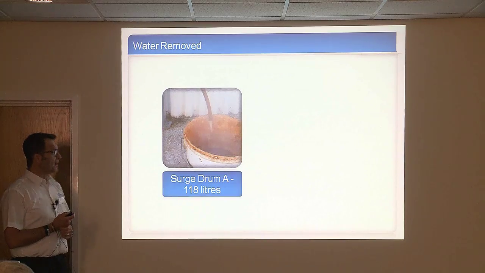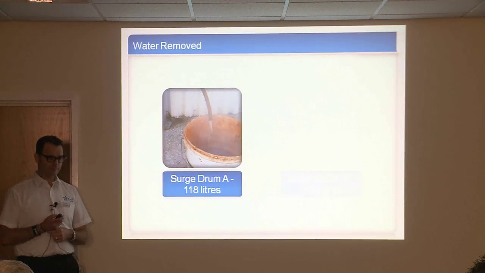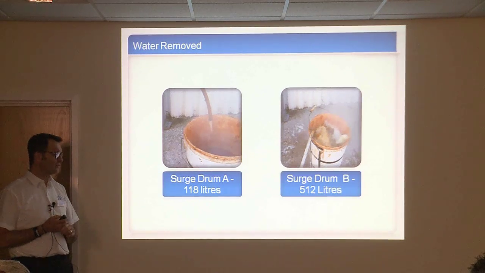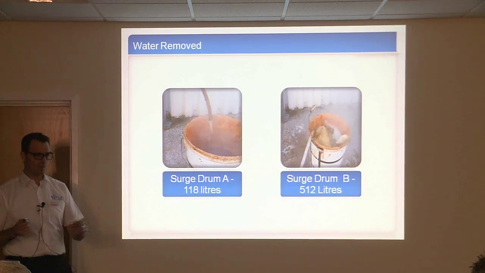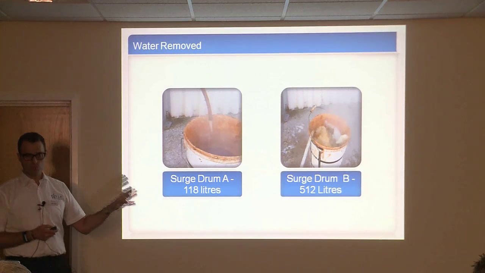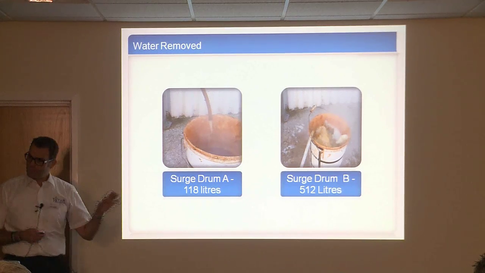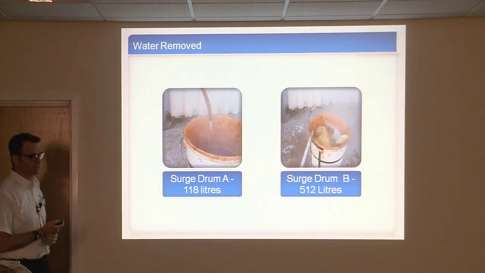So what did he find? Well, he took out 118 litres out of drum A, and he took out over 500 litres of water. Now, if anybody knows a bit about refrigeration in the room, I'm not too sure. We took out over 0.5 tonne of water out of his ammonia plant. We took out that much water, he had to put more ammonia in because the system was running short.